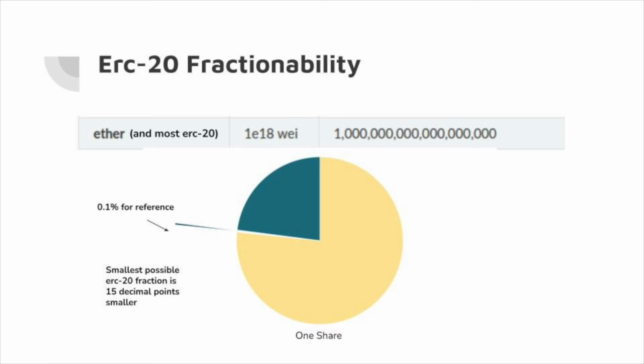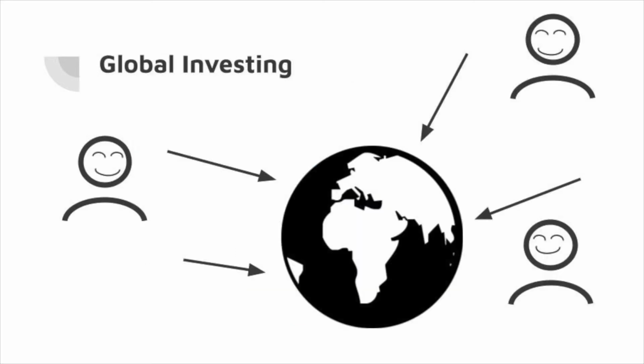On top of this, ERC20 tokens are typically fractional to 18 decimal places. This allows less wealthy investors to invest in private equity without being deterred by high share price. And the global nature of blockchain technology allows users to invest in companies from all over the world.